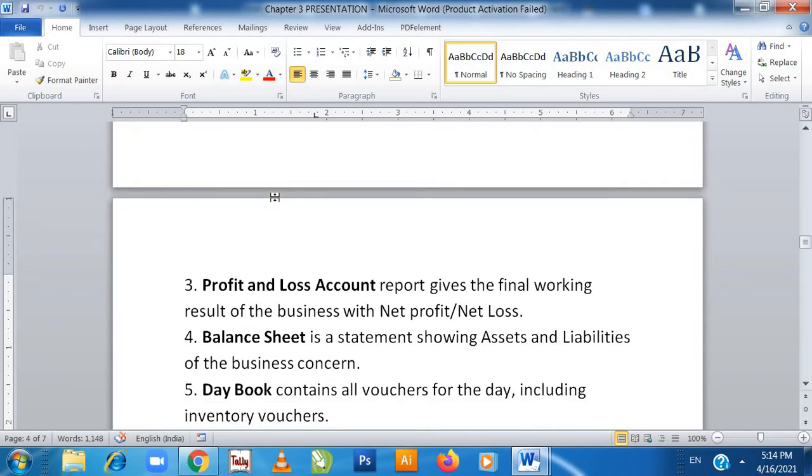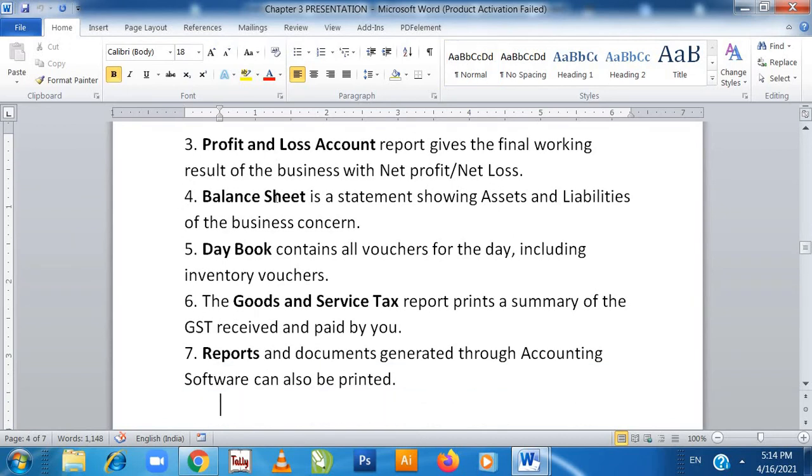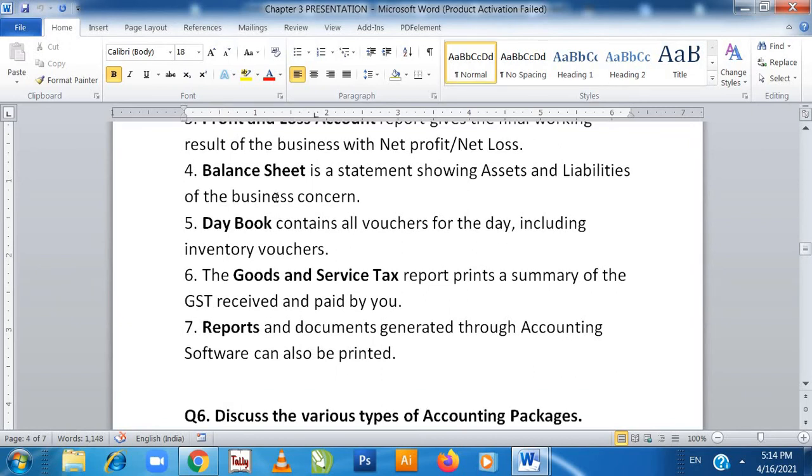Daybook contains all vouchers. From daybook we can see the complete report including inventory vouchers also. Then we have GST reports, that is goods and service tax, which print a summary of the GST received and paid by you, how much I have received and how much I have paid. And reports and documents generated through accounting software can also be printed. So various reports are there in GST that can also be printed through the software.